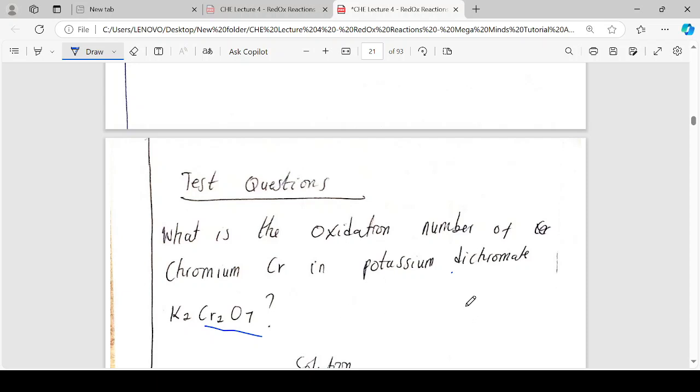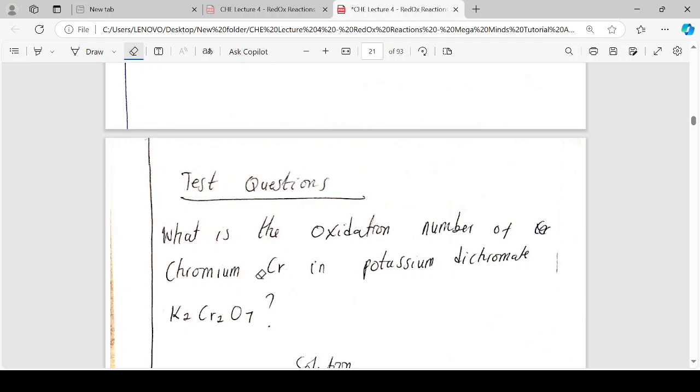So dichromate looks like this. I wanted to write a 2 here, 7, and then the valency, it's positive 2. When we are writing the positive 2 which is on top, it goes down. So that was just me trying to explain how dichromate is written. I haven't done it well.